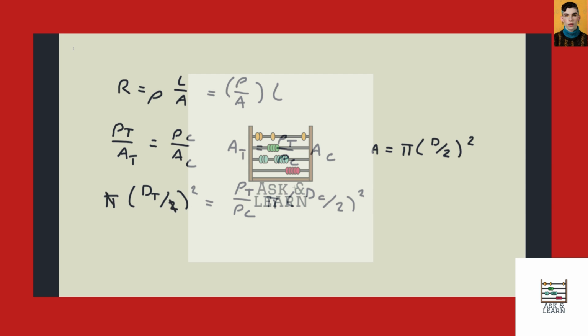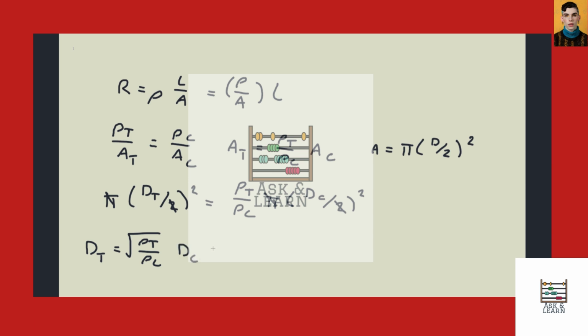Now a lot of things here are obviously going to cancel out. Pi and the 1/2 are going to cancel out on both sides of the equation. And solving just for the diameter of the tungsten wire, d sub t, we should find that it's just going to be the square root of the resistivity of tungsten over the resistivity of copper times the diameter of the copper wire.